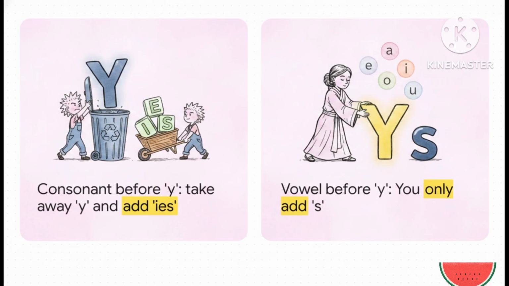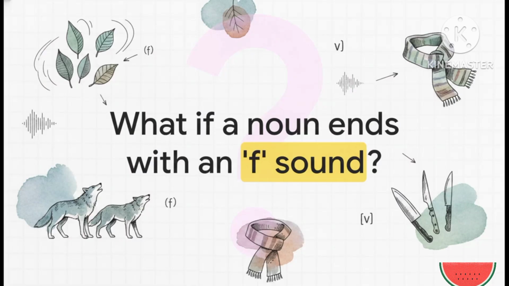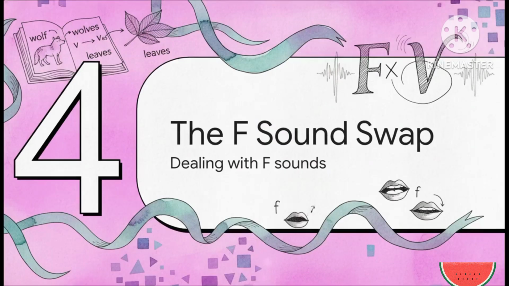That single preceding letter dictates the entire transformation. It's a perfect example of how hyper-observant we have to be. A tiny detail can completely rewrite the formula. So we've conquered the Y, but that brings up a really interesting phonetic puzzle. What on earth happens when a noun ends with a harsh F sound? That brings us perfectly to Section 4, the F sound swap, dealing with F sounds.